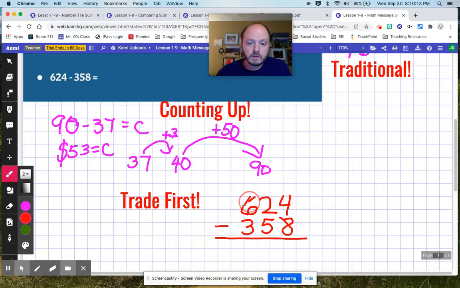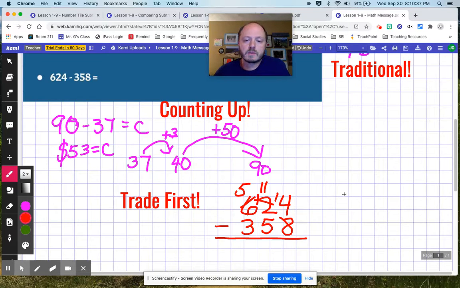So I'm going to change my 600 to 500, and I'm going to make this 2 into a 12, and then I'm going to regroup it to make it 11, and then I'm going to make this 4 into a 14.